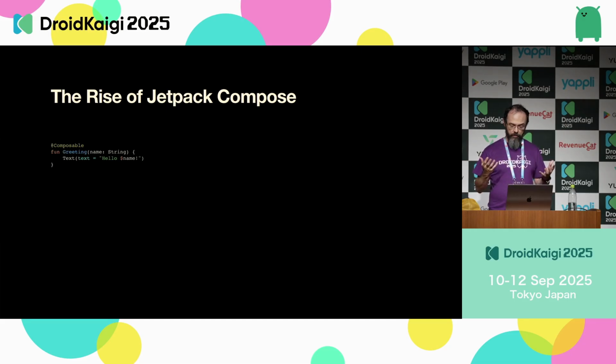This is a hello world in Jetpack Compose. We can see that we have our Composable annotation, and then our function called Greeting receives a string and adds it to a Text. Very simple, nothing fancy.